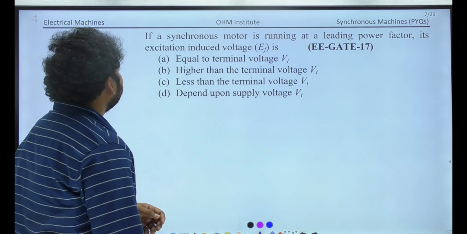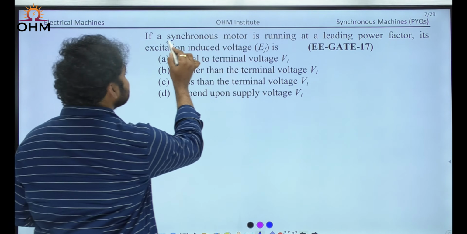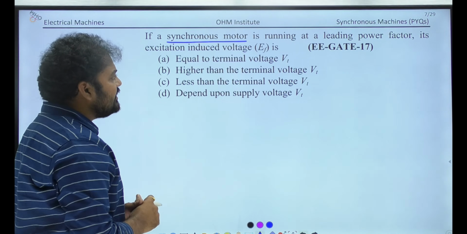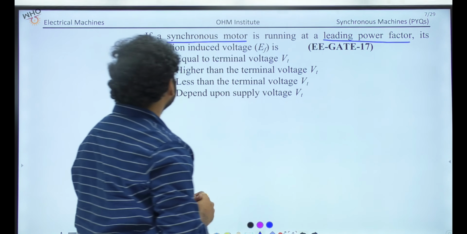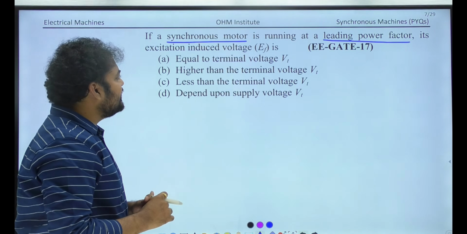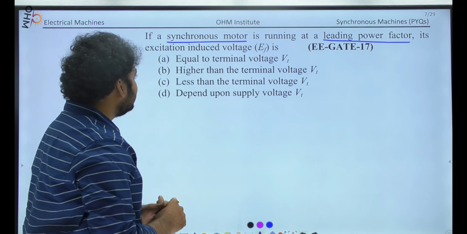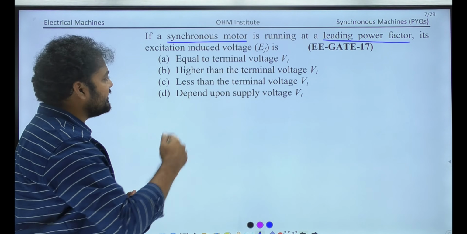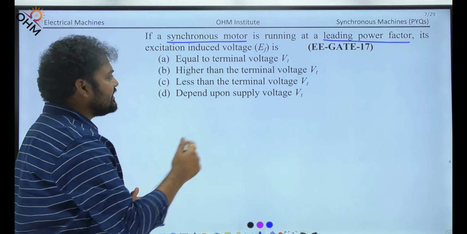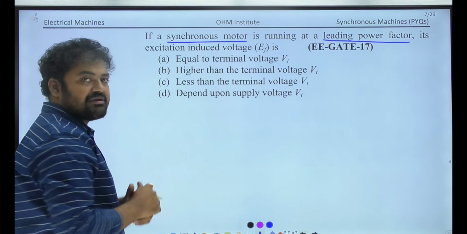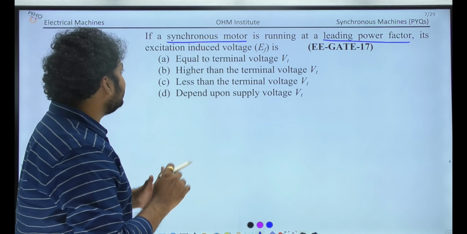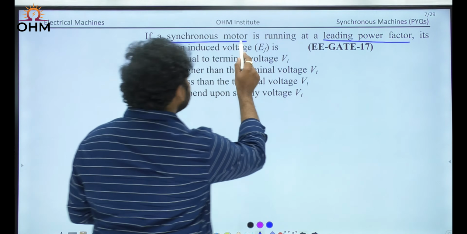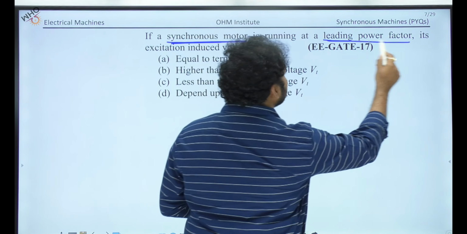Right. The question is about a synchronous motor running at a leading power factor. Its excitation induced EMF, EF, is equal to terminal voltage, greater than terminal voltage, less than terminal voltage, or depends upon supply voltage. These are the four options given. So the point you need to understand is that it is a synchronous motor, that too at leading power factor.